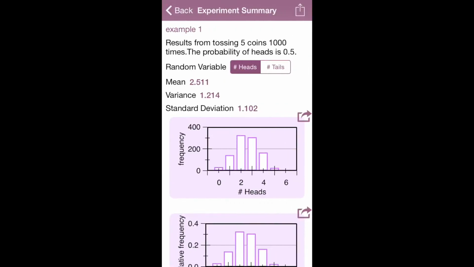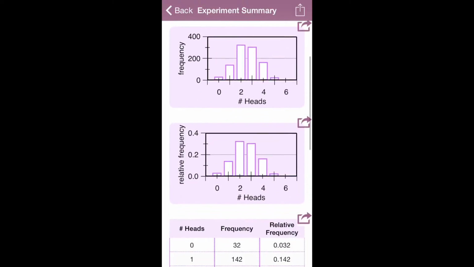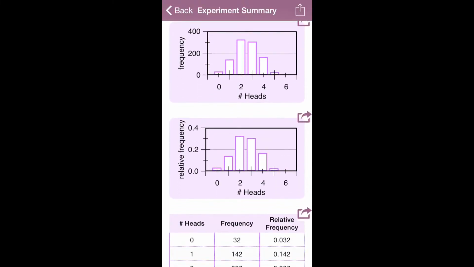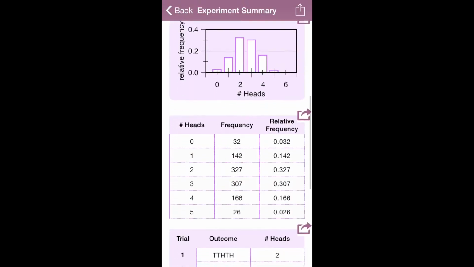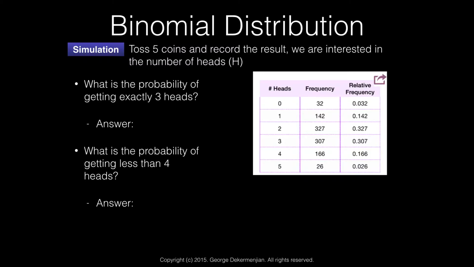So here we have a choice for the random variable. We could choose tails or heads. We're going to leave it at heads. And we're going to investigate the distribution of this random variable. So we could take a look at this relative frequency distribution, and we could take a look at the relative frequency table. We're going to use this table to answer 2 probability questions about this experiment.